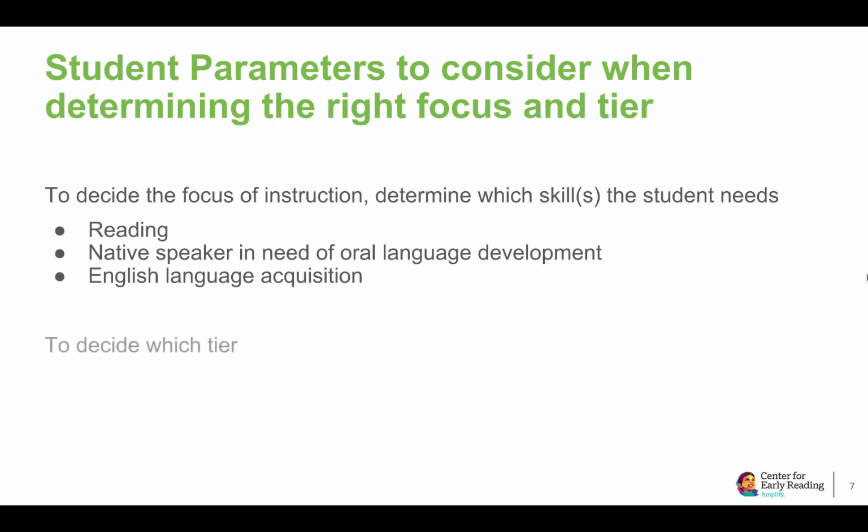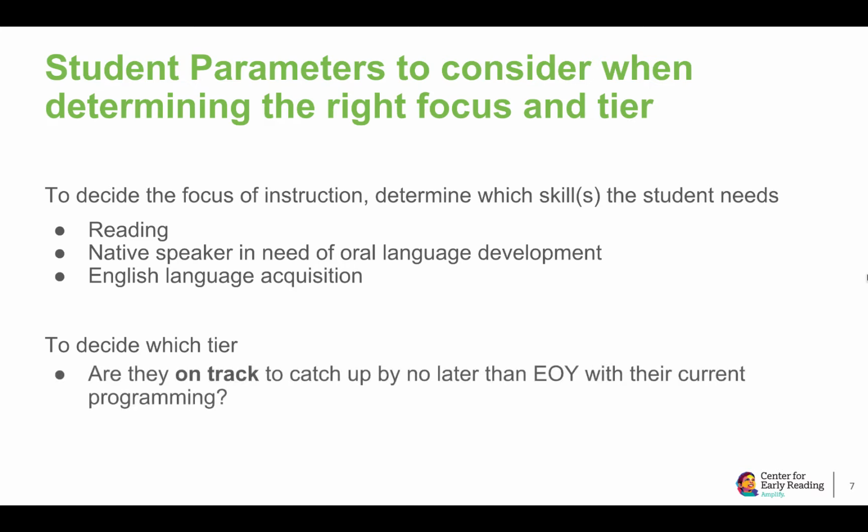Once you determine the right focus of instruction for the student, think about how far behind the student is. Is the student on track to reaching end of year benchmark goals with the existing level of support he or she is receiving? This will help you make adjustments to the tier, either with higher intensity or frequency, or possibly with a group size. Finally, if the student already has an IEP, this will help give guidance as to the intervention he or she will receive.